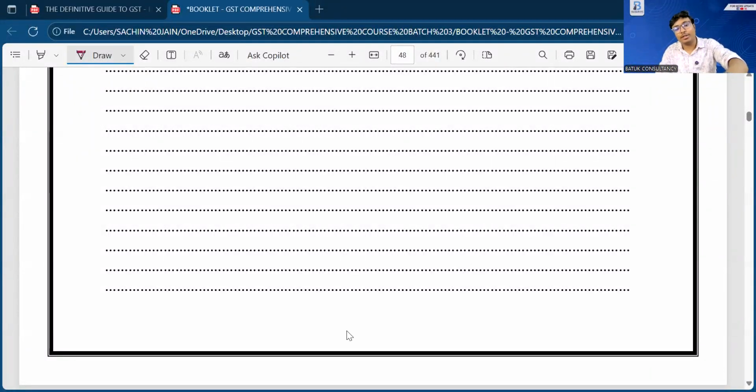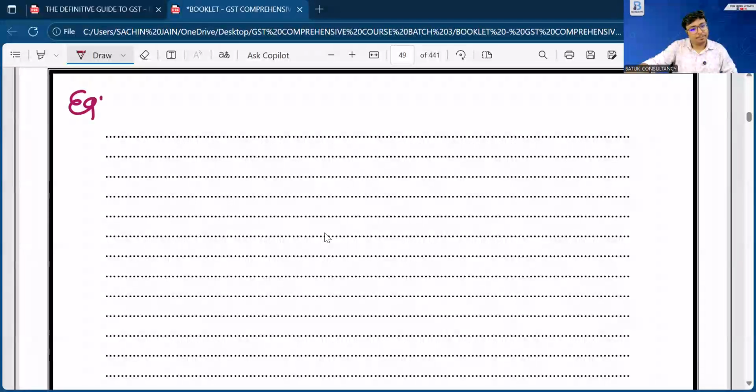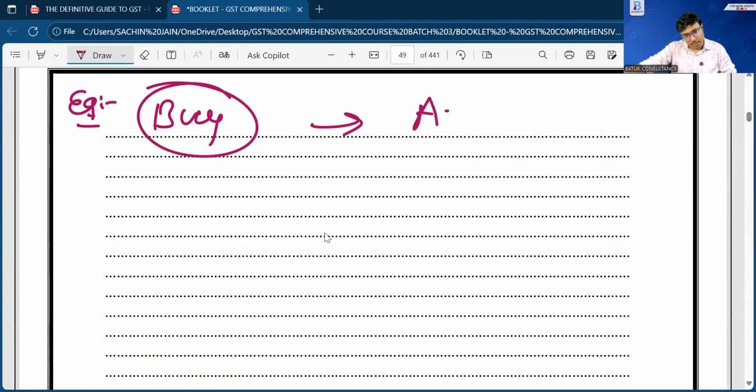now next concept, which is also very relevant and very important. Next example, sir, I want to buy one air conditioner. Okay, I want to buy one AC. So I have visited Messrs. Abhishek Enterprises.